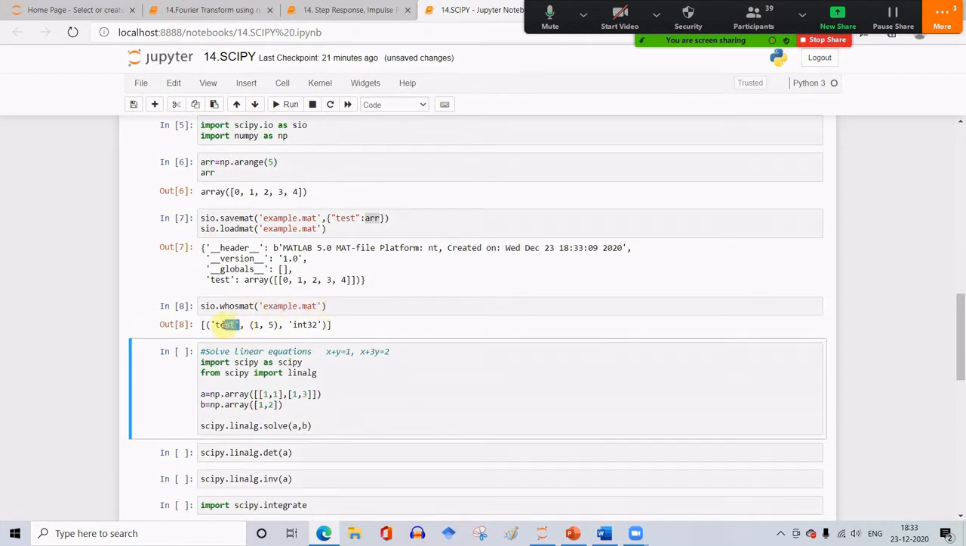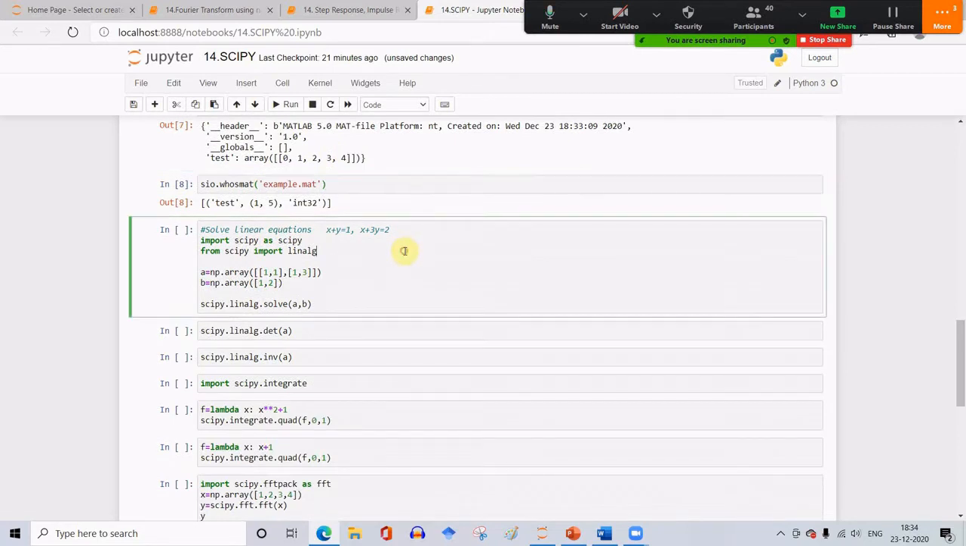So this is by the variable name test and it is from 1 to 5, one dimensional array with 5 as the array number and it is of the type int32. Okay, so that is about IO function. So next let us see how one more subpackage where we use it for linear algebra.